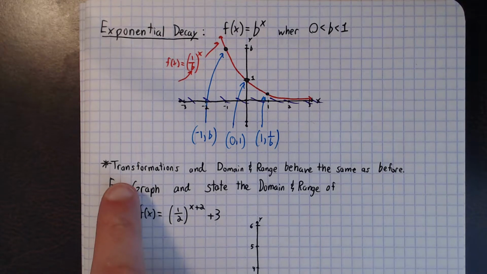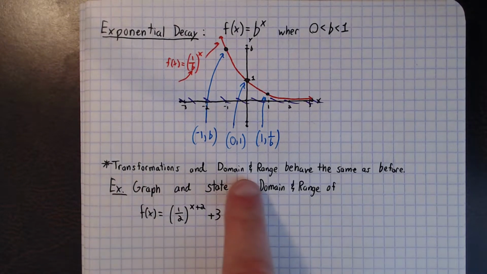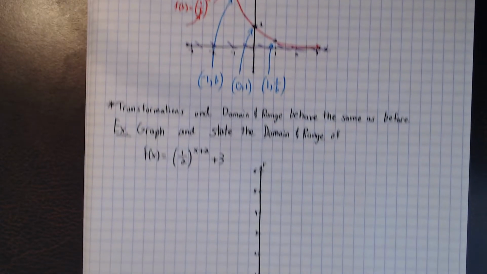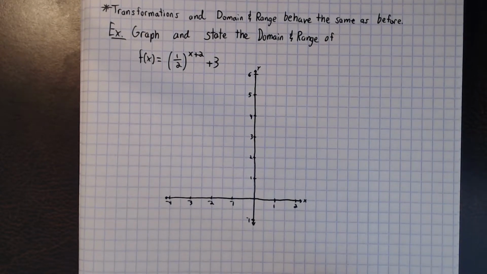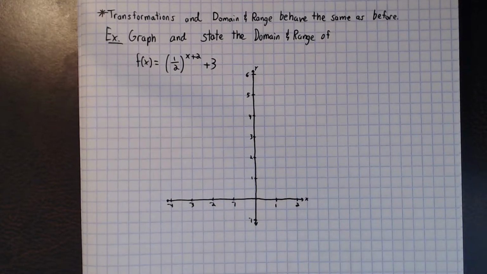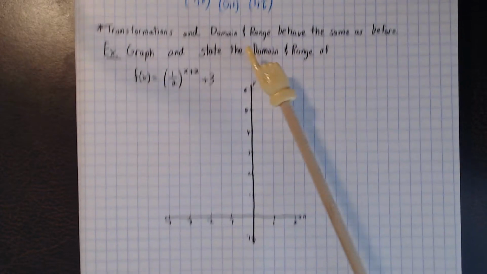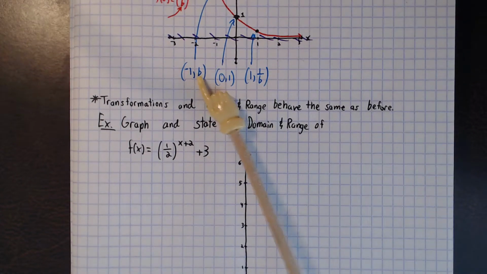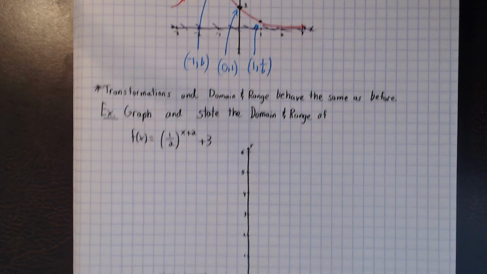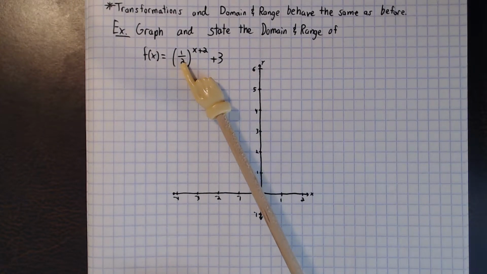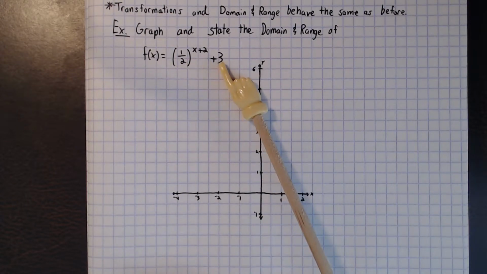And I have this little side note right here, right? Transformations and domain and range behave the same as before. So when we look at this problem right here, okay, we can recognize that it's going to be decay, so we're going to be making sure that we follow this switch, right? We switched these two, okay? And I notice my B value here is 2, not 1/2, but 2, and then we have some transformations that happen to it as well.